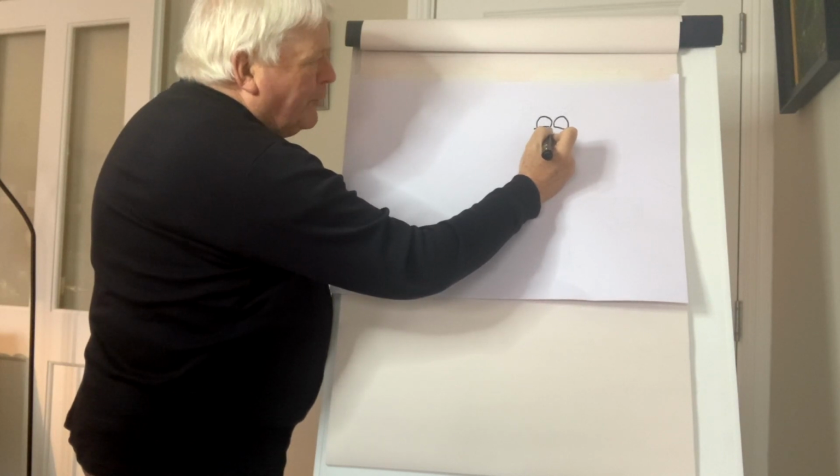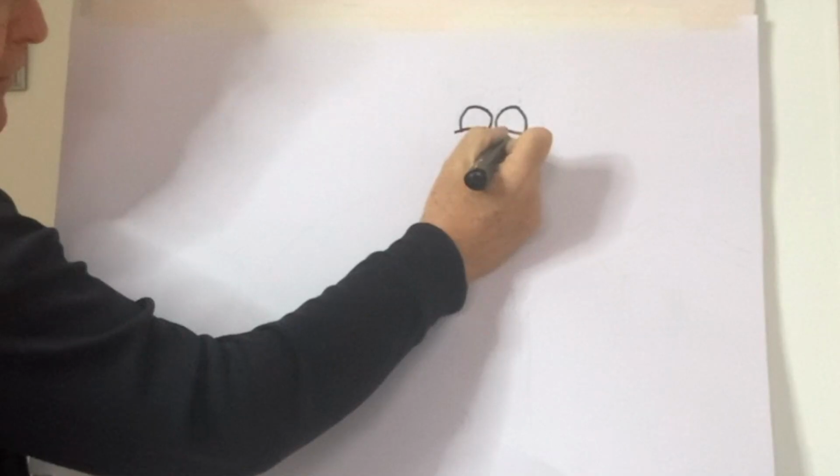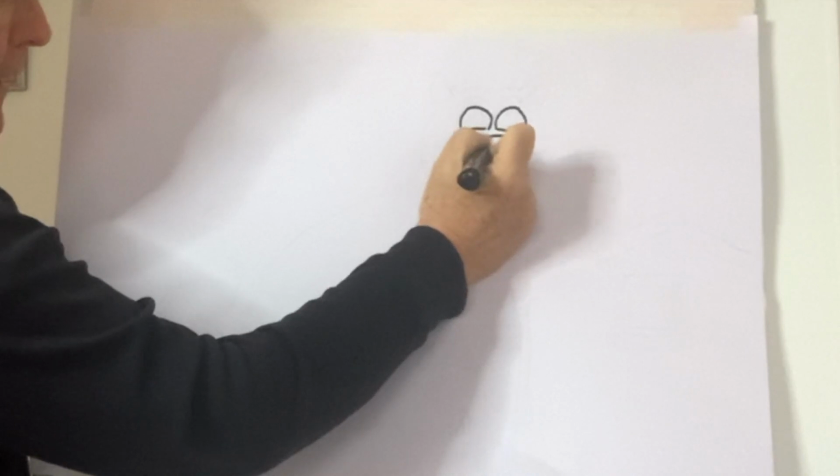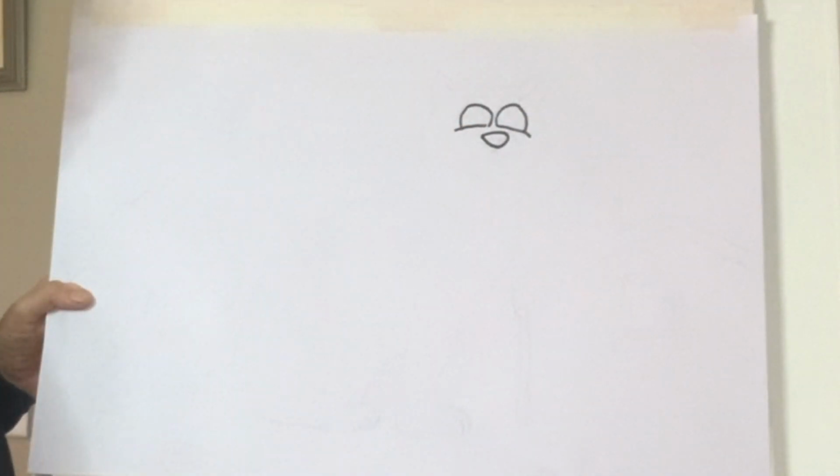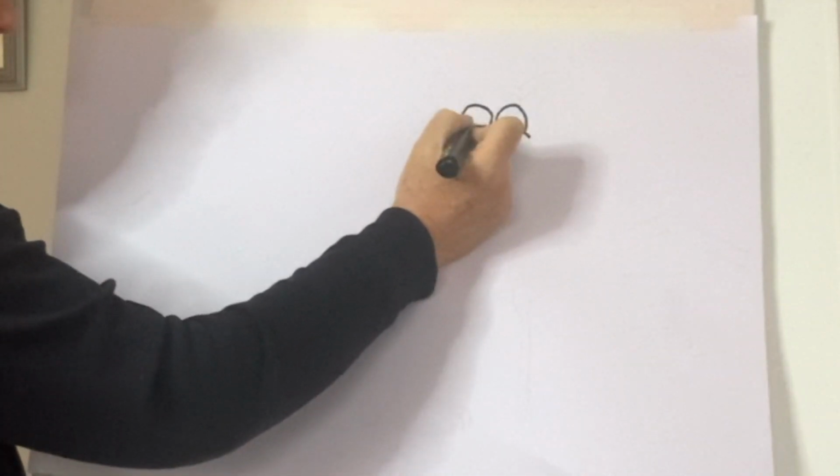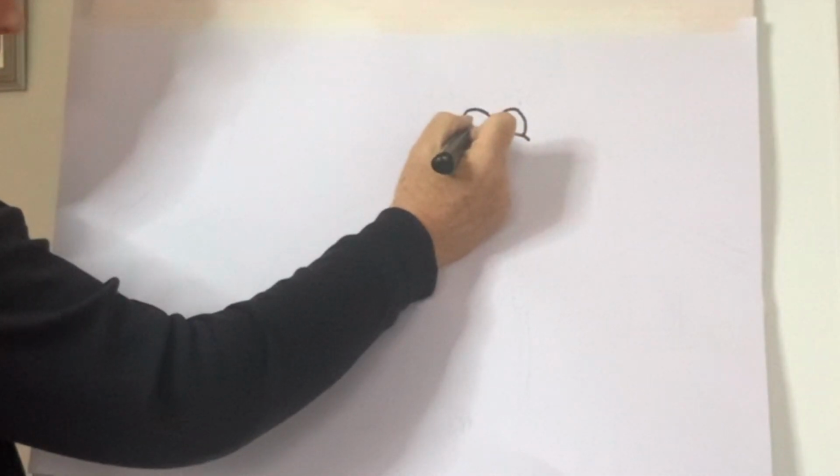Now up here we draw a little kind of triangle shape for the nose, like that. And the eyes, they're a bit kind of almondy shape, like that.